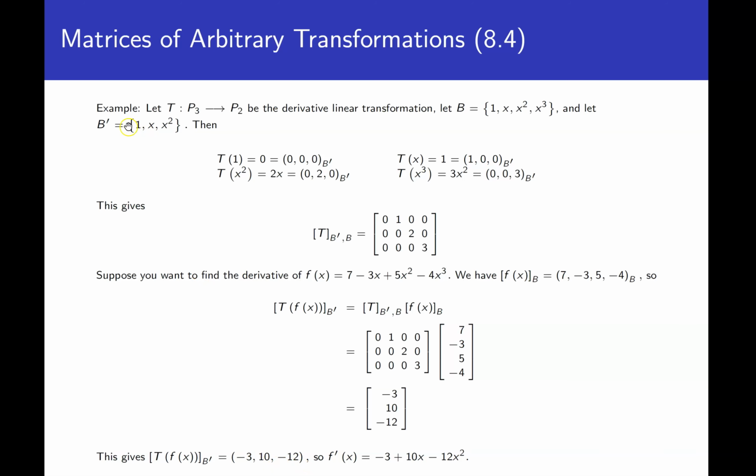So I use that for my basis: -3 times 1, 10 times x, -12 times x squared. This gives me the derivative of f, f prime here. And you can take the derivative and see that we get the same answer.